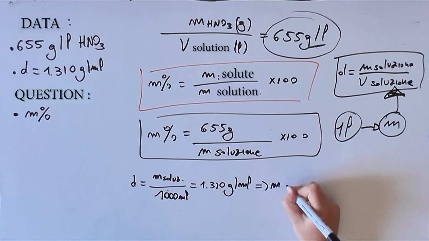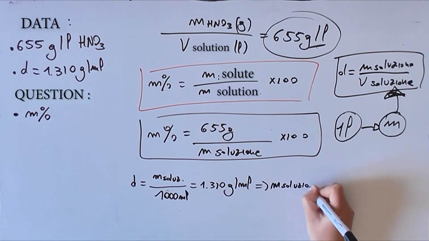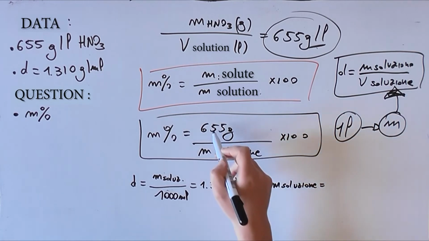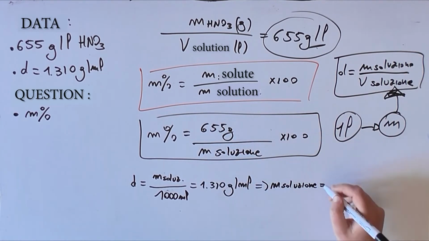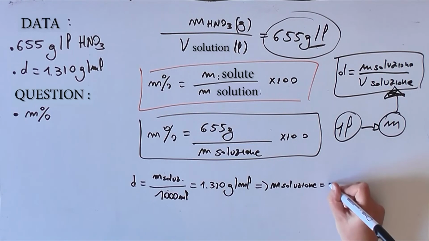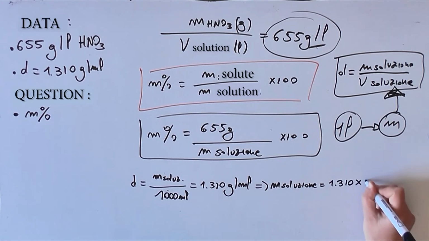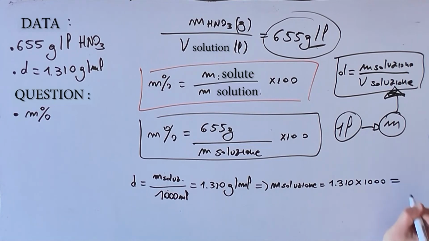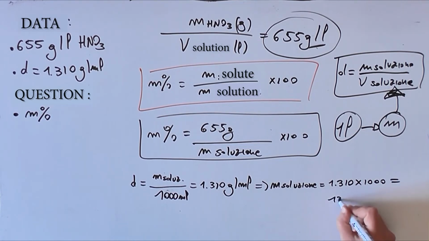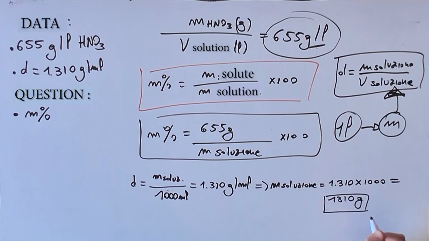This entails that the mass of solution, which is my last unknown quantity to put in this equation, equals 1.310 times 1000, which equals 1310 grams. So this is the mass of solution, and now it's very easy to calculate the percentage by mass, which is the answer to my problem.